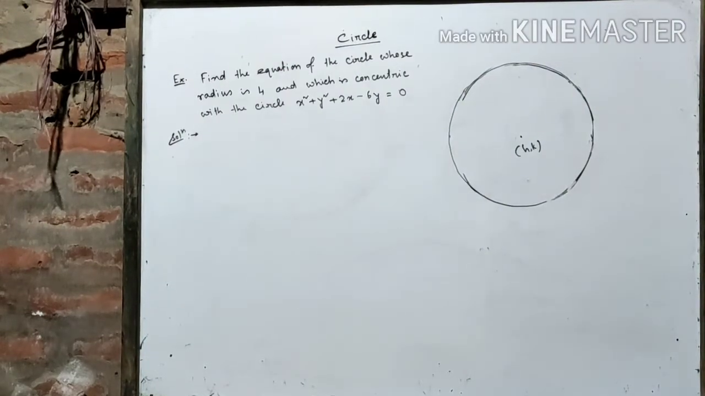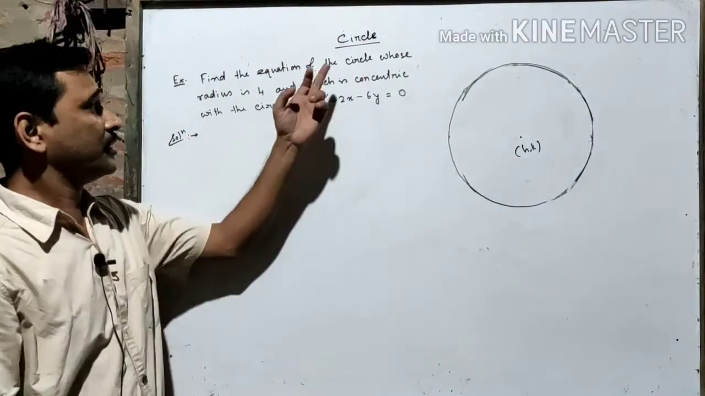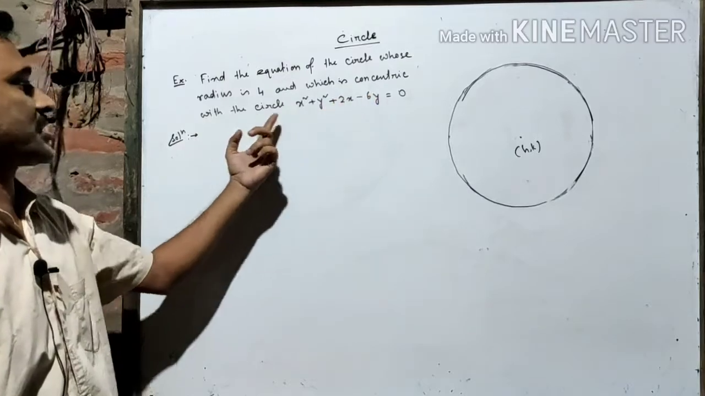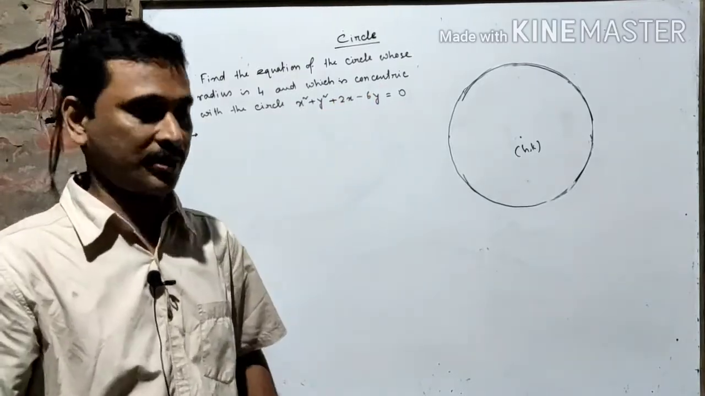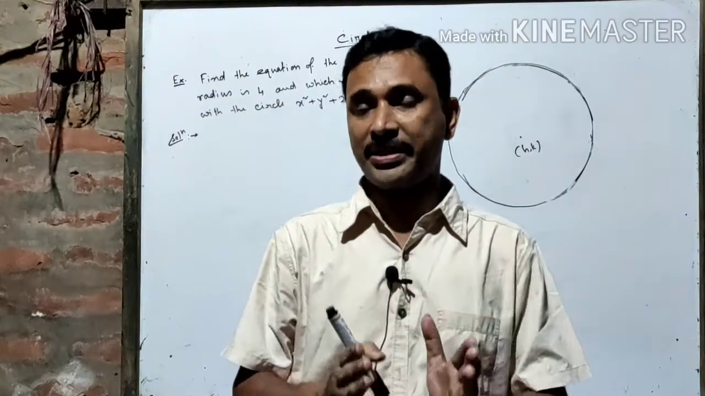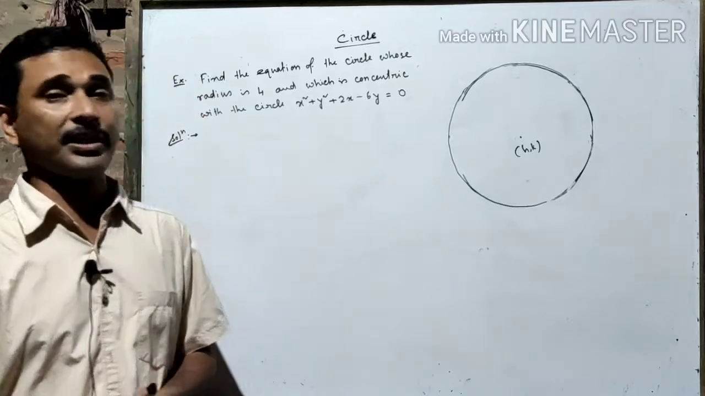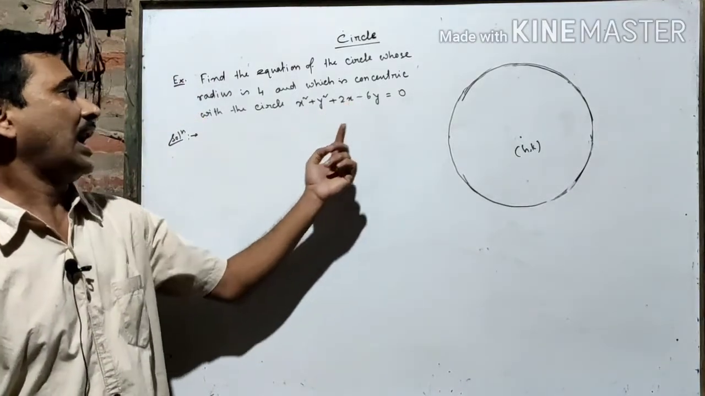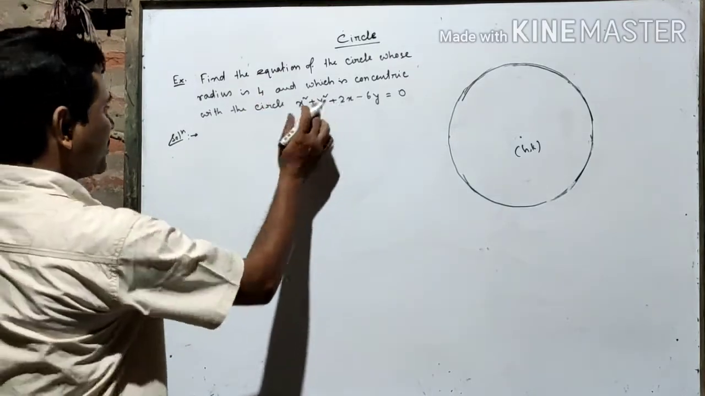So next question is, find the equation of the circle whose radius is 4 and which is concentric with the circle x square plus y square plus twice x minus 6y equal to 0. Concentric means having the same center. That means we have to find the equation of the circle which has the same center as the given circle, and whose radius is 4 units. So we will start from this equation.